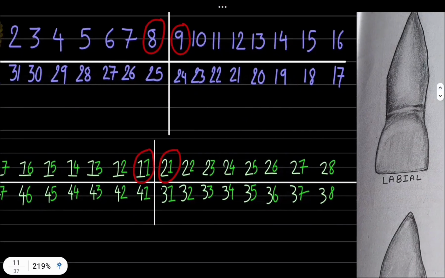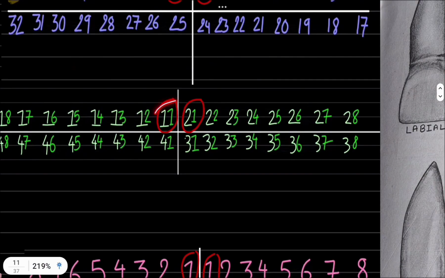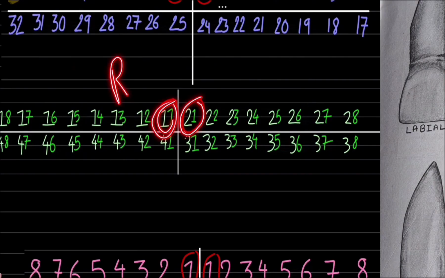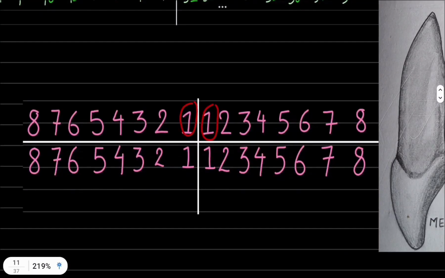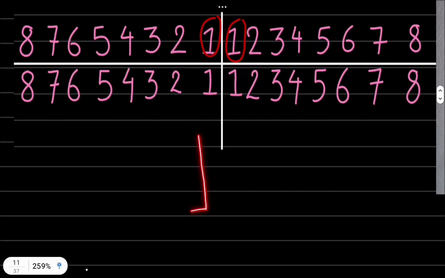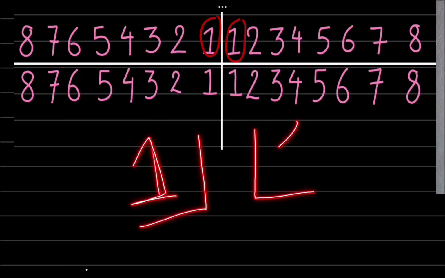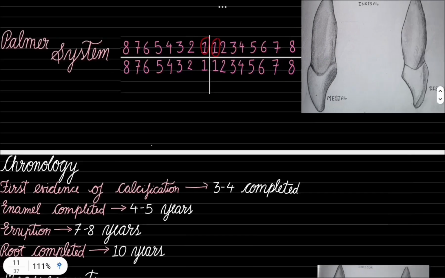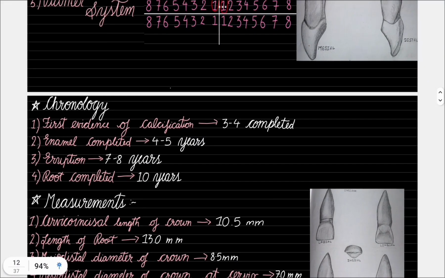Now according to the FDI system, we have the number 1 1 and the number 2 1. 1 1 will be for the right side and 2 1 will be for the left side. Next we have the Palmer notation system where we will have the number 1 for the maxillary central incisors according to the respective quadrant brackets. So for the right side we will write it as such and for the left side we will write it as such.